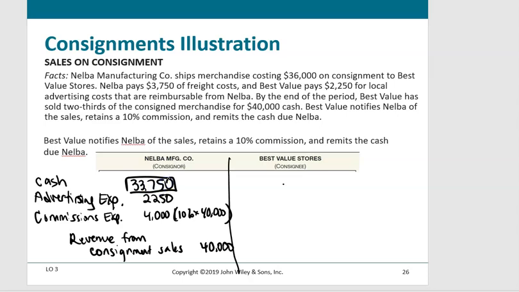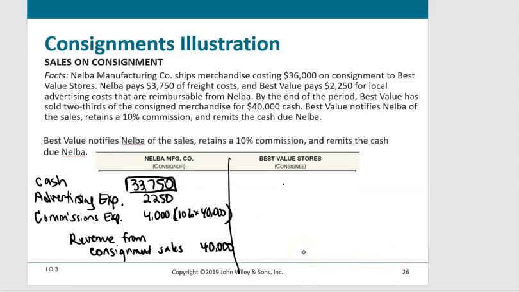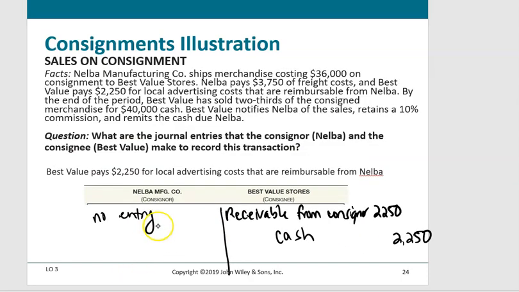What about from Best Value's perspective? Best Value is going to get rid of this liability payable to the consignor for $40,000. So we're going to debit to decrease the liability payable to consignor. And we're not going to give them the full $40,000. We're taking that off the books. But what do we reduce that by? Well, we're going to give the cash to NELBA. So we are going to reduce this receivable from the consignor of $22.50. So I need to credit to reduce the receivable from consignor.